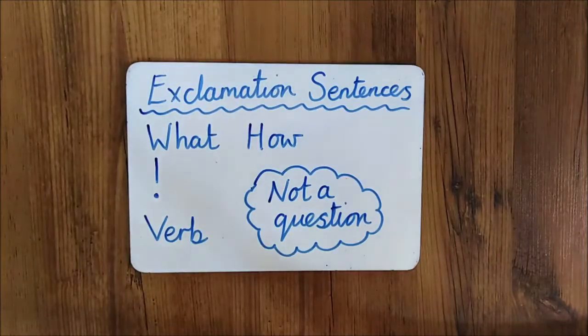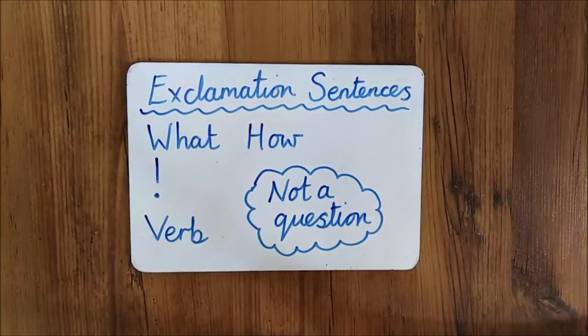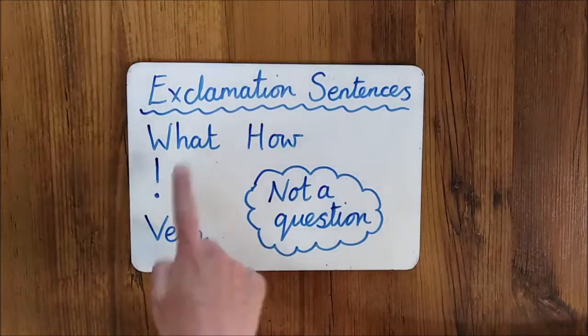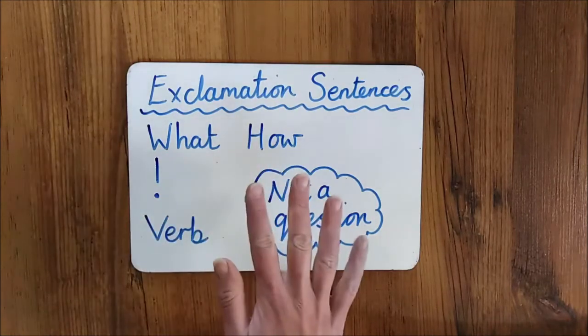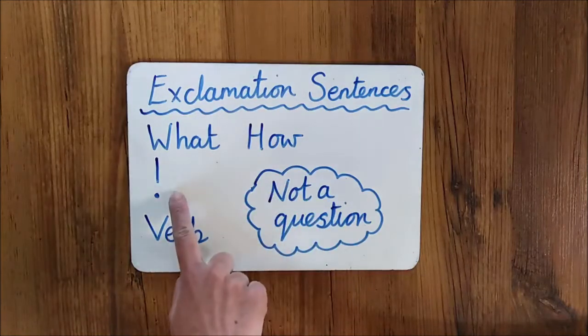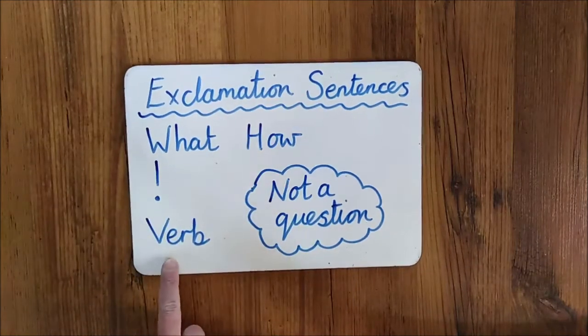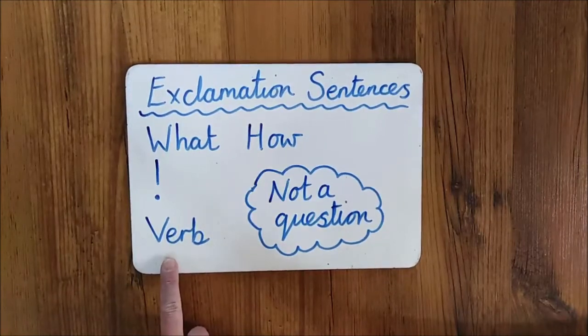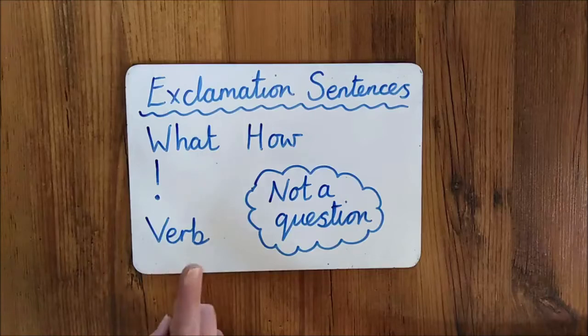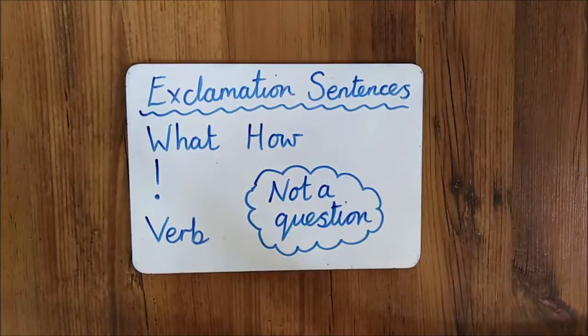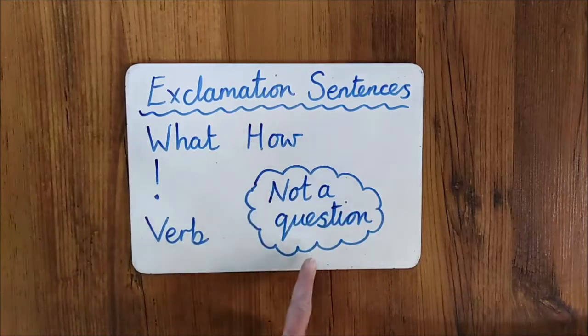Okay, now we are moving on to exclamation sentences. And these are the most unusual of the 4 sentence types. We don't use these as often as we use statements or commands or questions, but they're very, very important. So what do we need to remember? An exclamation sentence always starts with what or how. Okay, it can't start with any other word at the beginning. It has an exclamation mark at the end. It must have a verb, but that's true for all sentences. If it doesn't have a verb, it's not a sentence, but it's very important to remember it in the exclamation sentence. And make sure it is not a question.